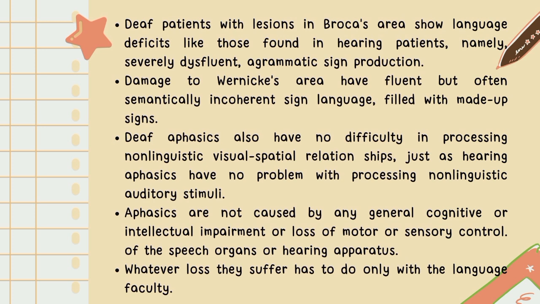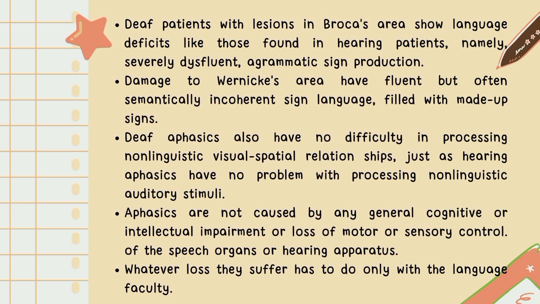Deaf people with damage to Wernicke's area, a part of the brain important for understanding meaning, can sign fluently, but their signs do not make sense. They might use made-up signs. They might sign a lot, but what they are saying doesn't make sense. It's like they are using the wrong word or making up words.